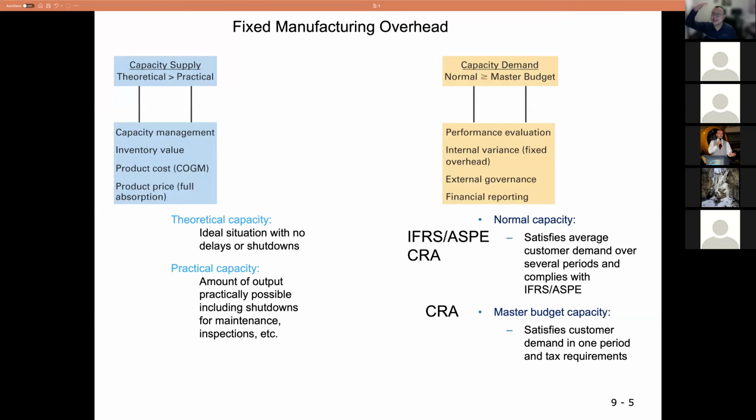That's how many hours, if you're talking about maybe the labor hours, the level of the labor hours as the denominator. That's how much I can supply, theoretically. Practically, you want to think about shutdowns and the maintenance inspections.